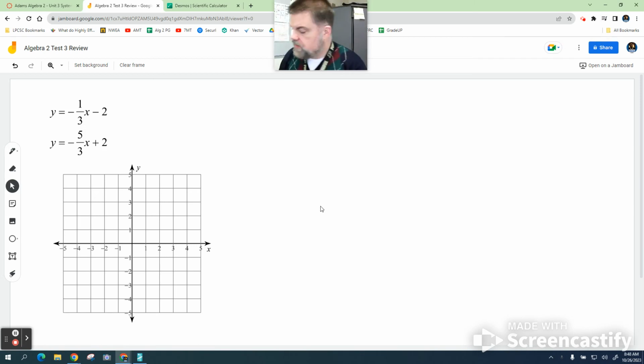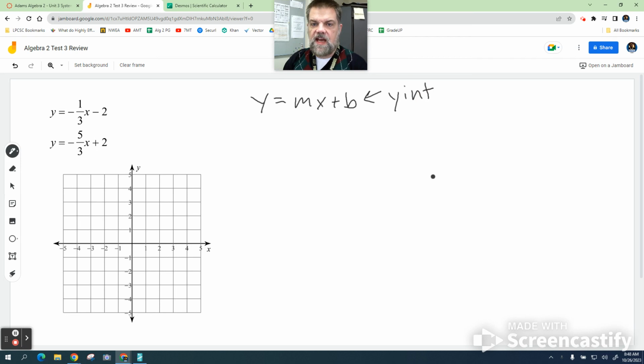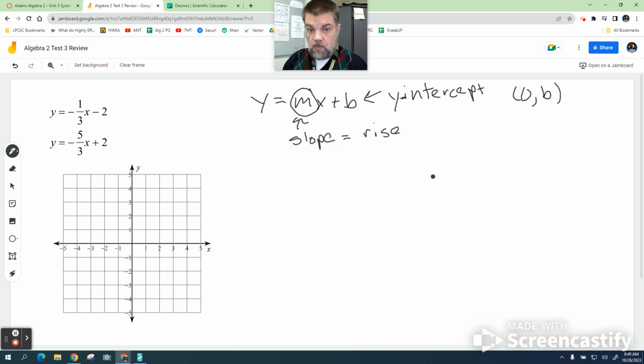All right, so when we solve this system, it's pretty easy. Remember, these are written in slope-intercept form, right? So that's y equals mx plus b, where b is the y-intercept, where it crosses the x-axis. I said x-axis, I meant y, right? And that occurs at x equals 0, y equals whatever the number for b is. And then m is our slope, which is the rise over run.